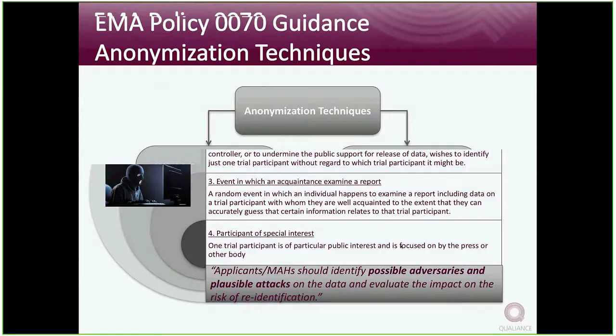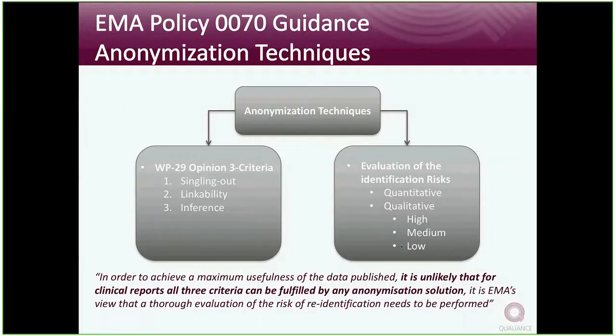The Policy 70 guidance, of course, talks about anonymization techniques. It does mention the Working Party 29 opinion and the 3 criteria of not being able to single out a patient, not being able to link to data points, not being able to do inference on a subject or a group of subjects, and does refer to the Working Party 29 opinion's 3 criteria as a technique that can be used, but also acknowledges that applying those 3 criteria will simply destroy completely your data. And the alternative that is put forward is to conduct a risk assessment.